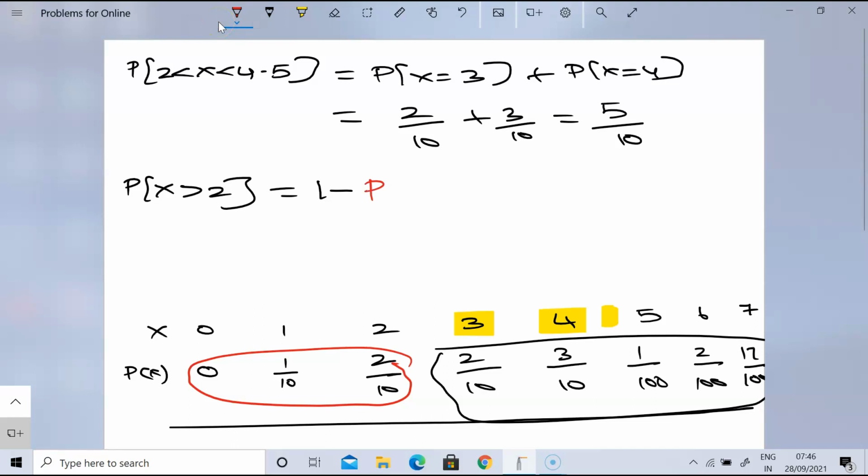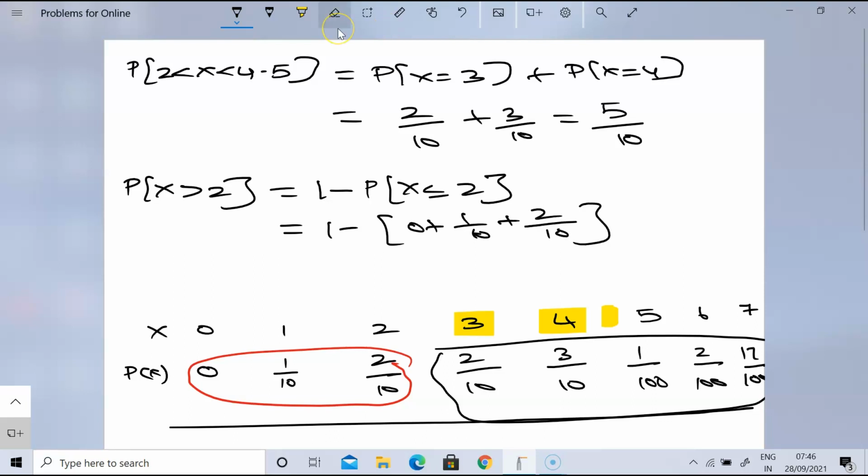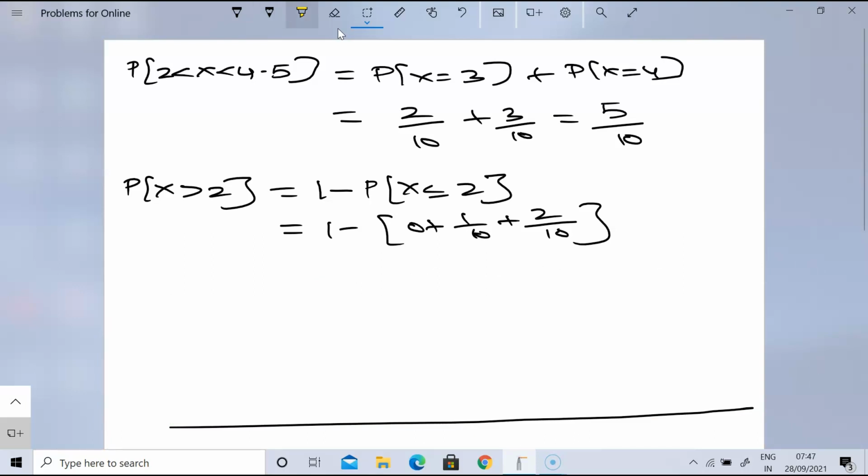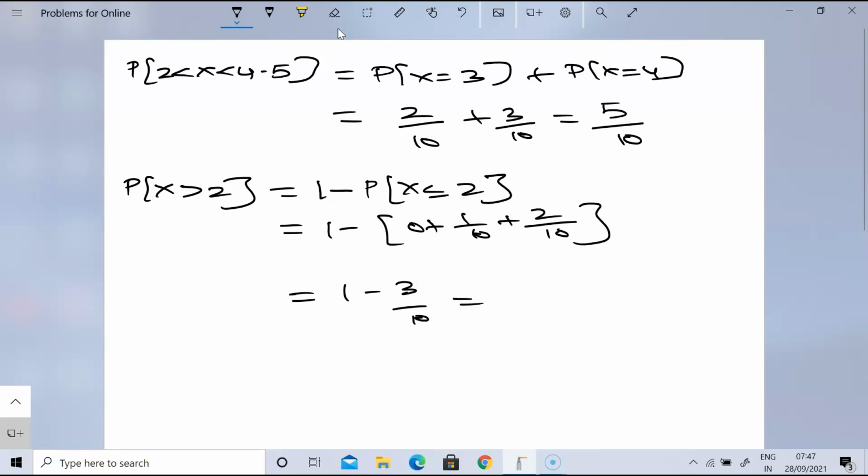1 minus probability of x less than or equal to 2. So probability of x less than or equal to 2 is 0 plus 1 by 10 plus 2 by 10. Okay, so 1 by 10 plus 2 by 10. This is what I have. So this is equal to 1 minus 3 by 10, that is equal to 7 by 10. Okay, that's what I have. So now let us proceed further.